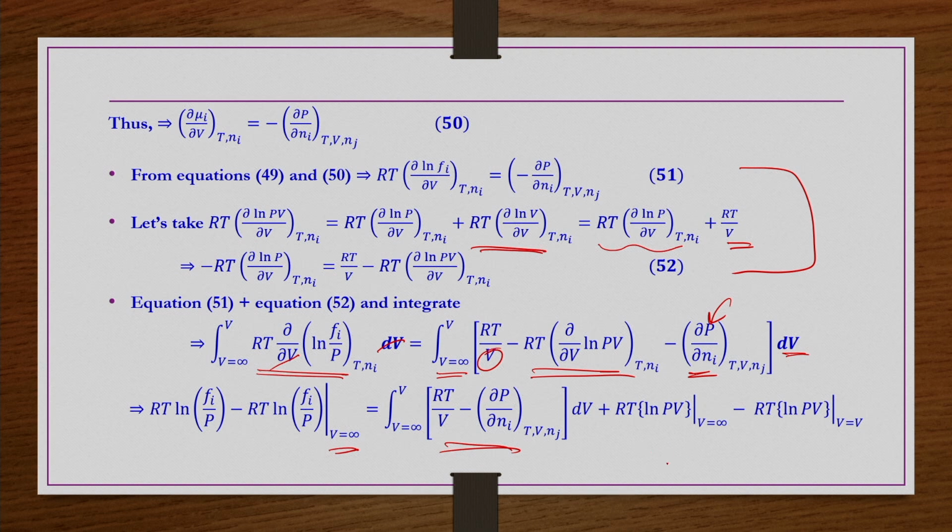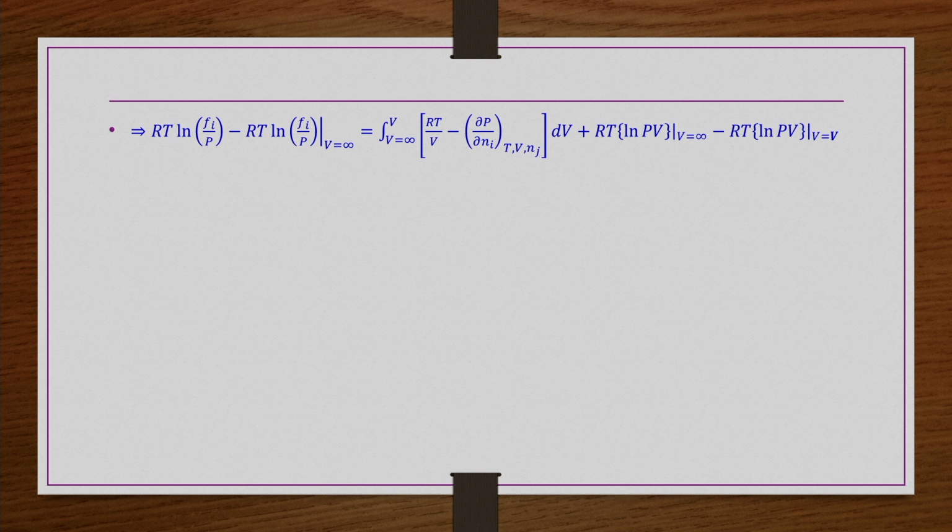So, there are two limits, one is RT ln PV at V equal to V, another one is RT ln PV at V equal to infinity. So, there is a minus symbol here. The upper limit is getting a plus symbol, and the lower limit is getting a minus symbol. Now, we have to find out what is ln PV at V equal to infinity, and also what is ln f_i by y_i P at V equal to infinity. Then it is straightforward.